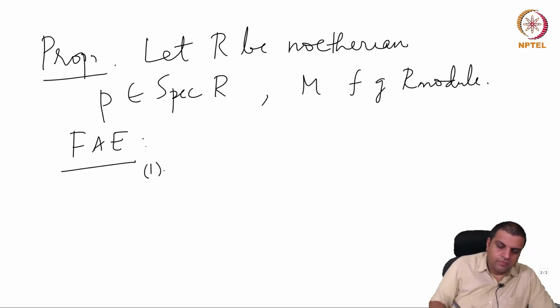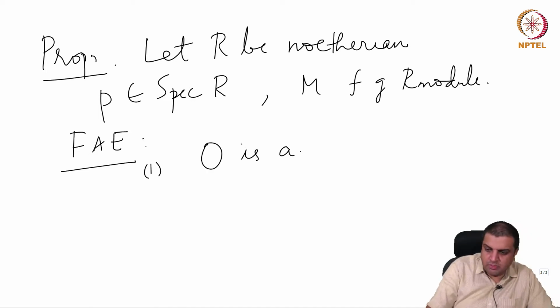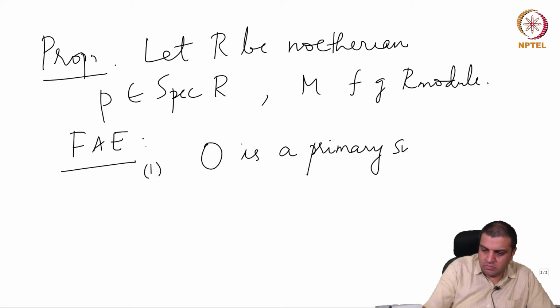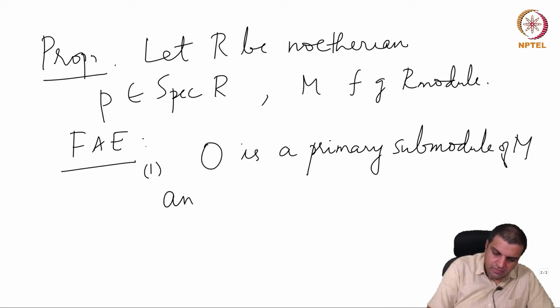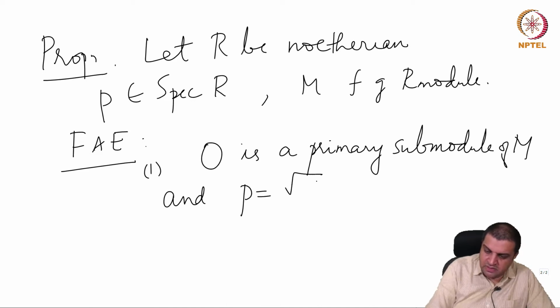1. 0 is a primary submodule of M, and P is the radical of the annihilator of M.